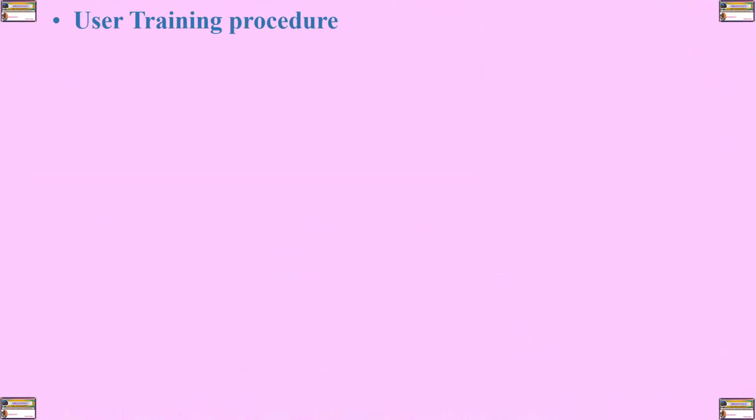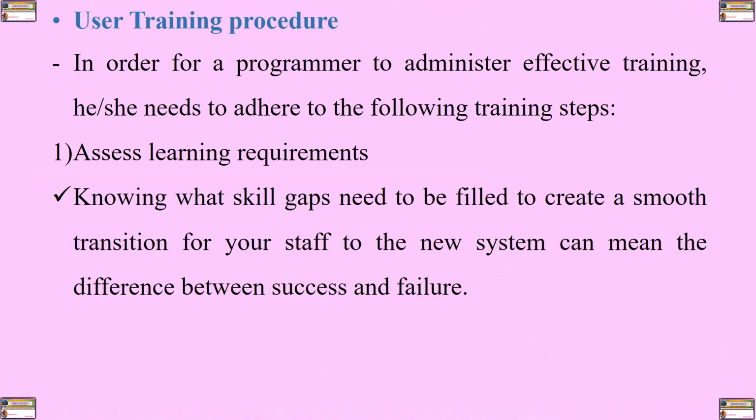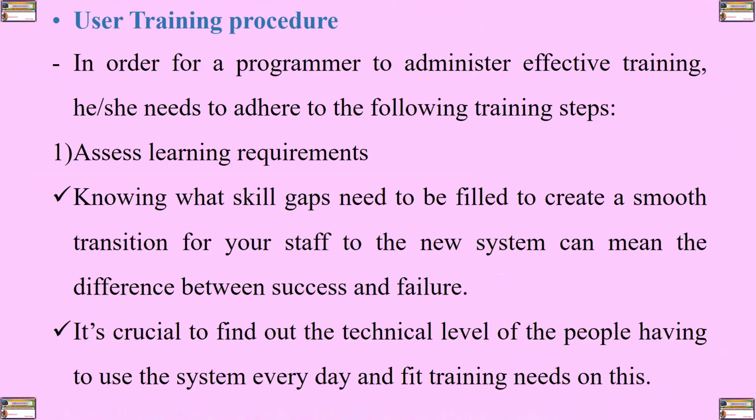So what is the procedure that we're supposed to adhere to when administering user training? In order for a programmer to administer effective training, he or she needs to adhere to the following training steps. Number 1 is to assess learning requirements. Knowing what skill gaps need to be filled to create a smooth transition for your staff to the new system can mean the difference between success and failure.